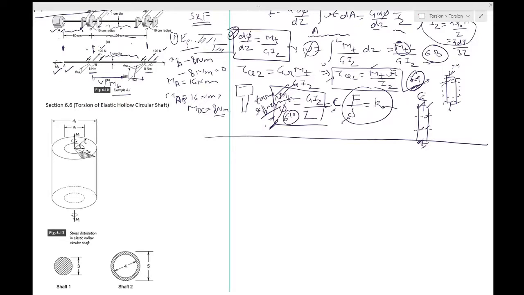The next topic which we would want to study is 6.6, and that is called the torsion of an elastic hollow circular shaft. Many times your shaft may not be solid throughout. It may have a hole inside it, and this can be used, say, if you want to pass a fluid through it, pass electrical wires through it, or a gas through it. There are many reasons why you would want that.